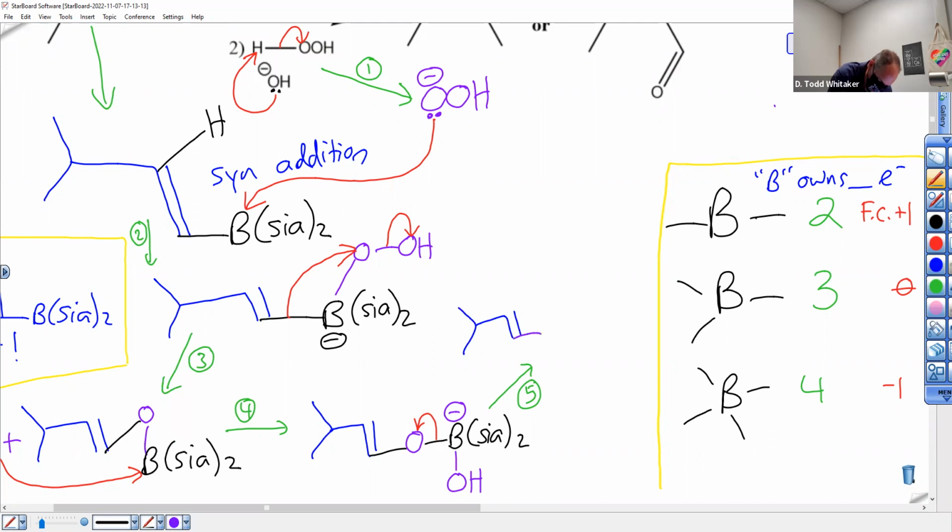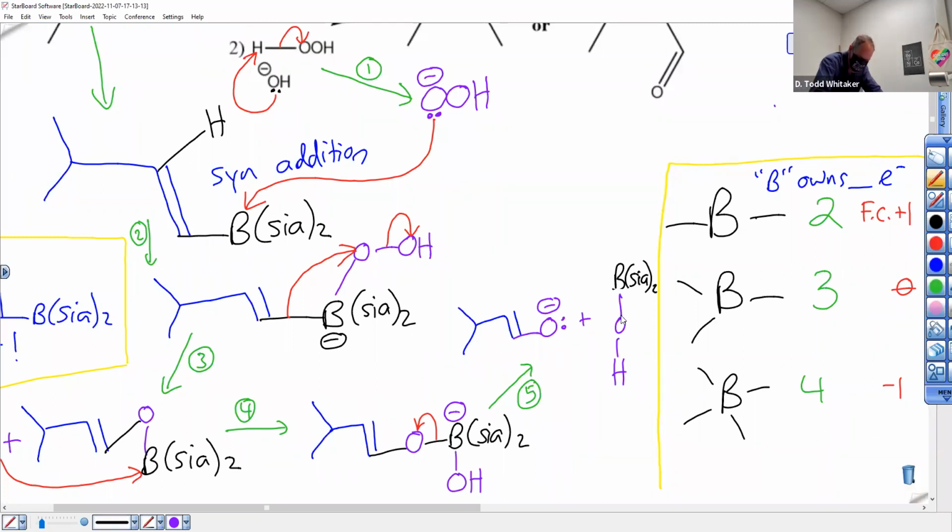Purple O minus. B, Sia2 has a purple O bonded to H. Show me that bond. The bond didn't come out too nice. There we go.